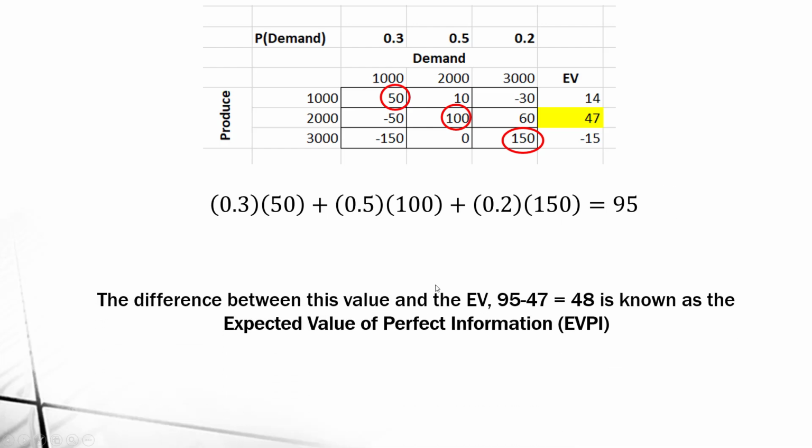The difference between this value and our expected value is what's called expected value of perfect information, which is the maximum amount that you would actually pay somebody to know this information of which state of nature would occur. So if somebody said, hey, would you pay $20 for it? Well, yeah, that would be worth it, right? You'd still be making a profit, but if they said 50, then it may not actually be worth it. So that's the expected value of perfect information.